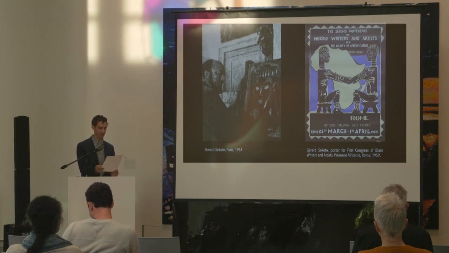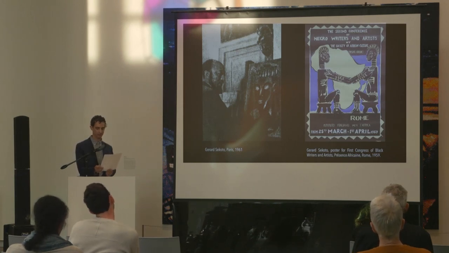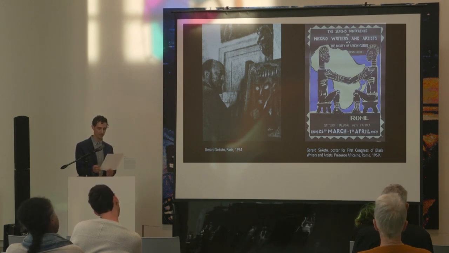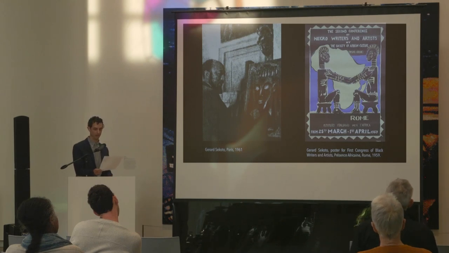In the poster he designed for the Rome Congress, Sekoto similarly drew inspiration from African statuary to evoke Negritude and a spirit of black solidarity. Sekoto in this way made some of the earliest visual art reflecting Negritude philosophy at a time when Negritude was just beginning to influence modern art movements in Senegal, Nigeria, and elsewhere.